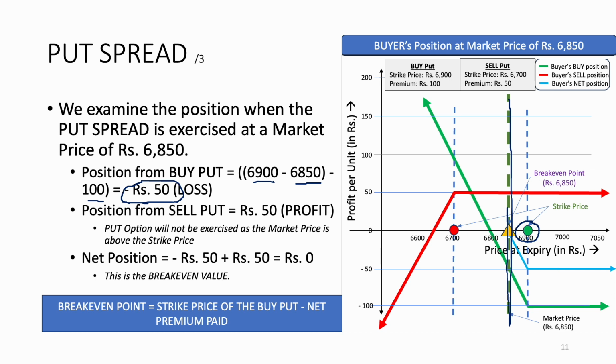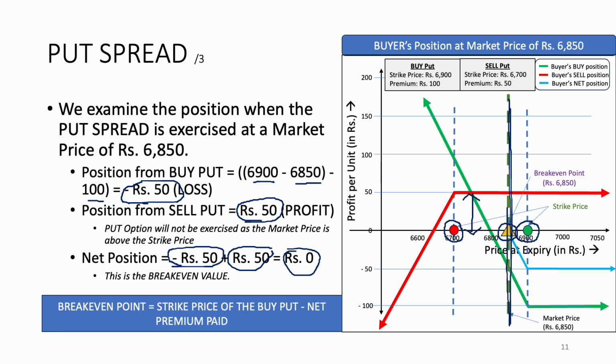However, this market price of 68.50 is greater than the strike price of the sell put, which is at 6,700 rupees. So the buyer of this sell put will not exercise the put option. Instead, he will pay the premium of 50 rupees. So this 50 rupees premium the buyer of this sell put pays becomes a profit for our investor at rupees 50. So his net position is that he made a loss of 50 rupees from the buy put and a profit of 50 rupees from the sell put. So he gets a total of rupees 0, which is a break-even point for him. So at this point, our investor breaks even.